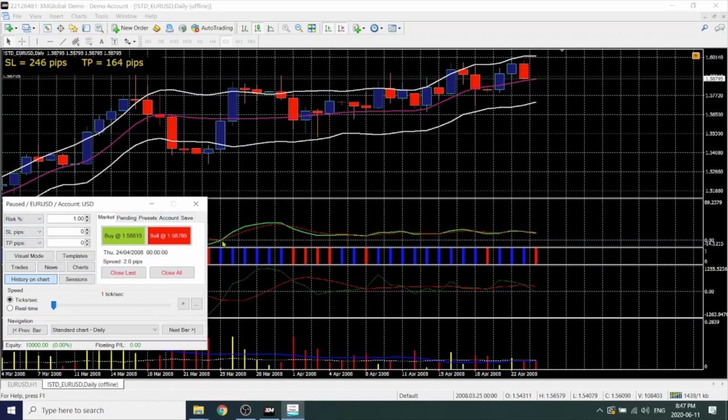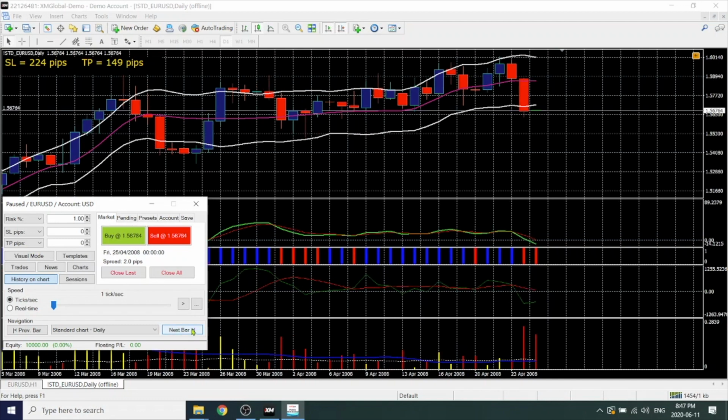Right now we're above the baseline. Anything above the baseline you can only go long, and below the baseline you can only go short. So let's click the bar and see what happens.